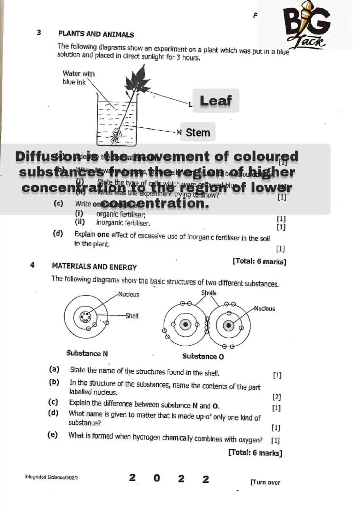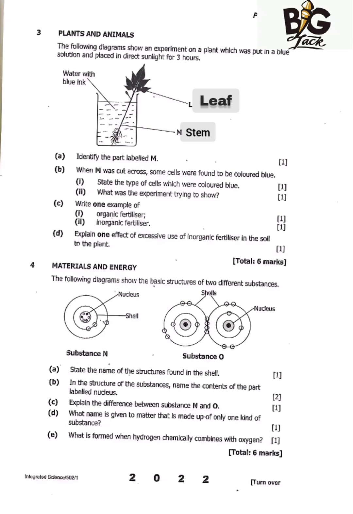So the first question, question A, is saying identify the part labeled M. Part labeled M, I was saying it is the stem. I'm not going to write the answer here because I've written it in the diagram here. So you can take a paper or a book and write the answers that I'm going to give you.